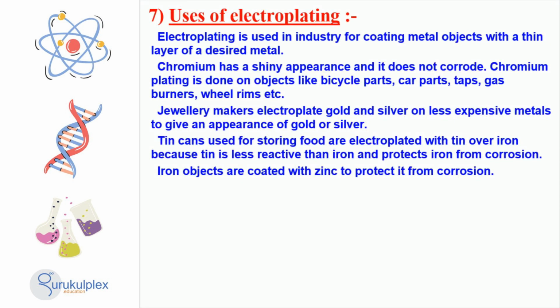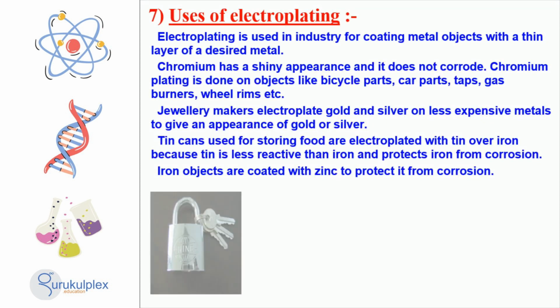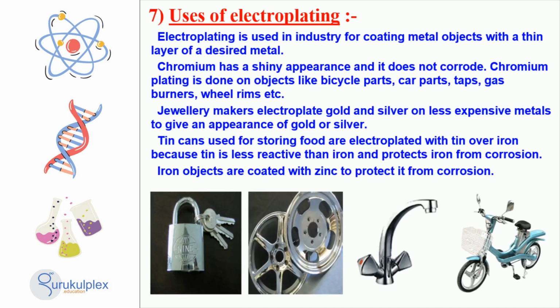Electroplating is a process used widely in industry to coat metal objects with a layer of desired metal. It is used to protect metal objects from corrosion and to give them a shiny and aesthetic look. One common application of this technique is chromium plating, which is used for objects like car and bicycle parts, gas burners, wheel rims, etc. Similarly, jewelry makers electroplate less expensive metals with gold and silver to give them the appearance of precious metals. Tin plating is another common application where tin is applied over iron to protect the underlying metal from corrosion.